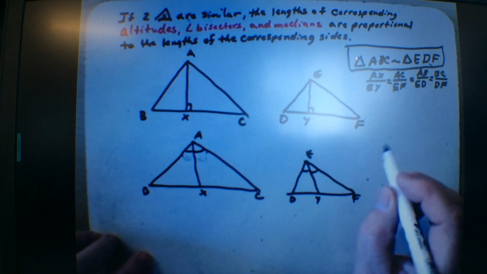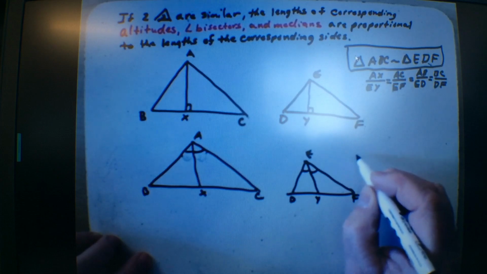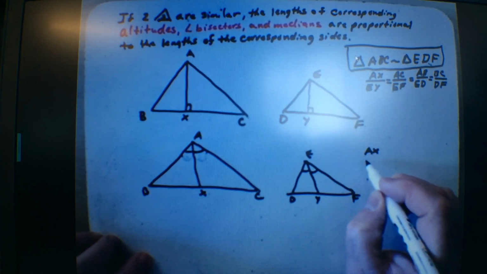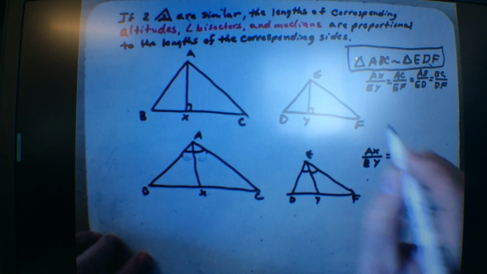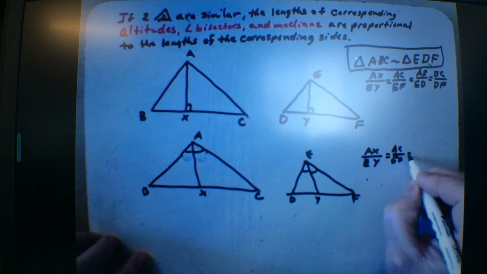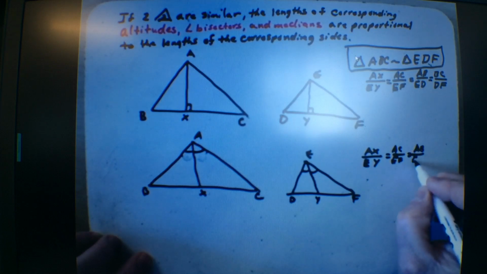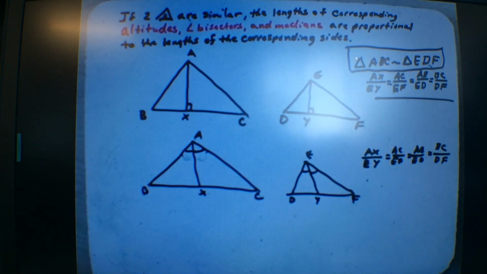So what the next theorem says, 7.9, is that AX, which is the angle bisector, over EY is also in the same proportion. So AC over EF equals AB over ED. It's the same as right here, guys. Equals BC over DF. So if you can't read my writing, just write the same thing. In other words, the angle bisectors also are in proportion. Okay?